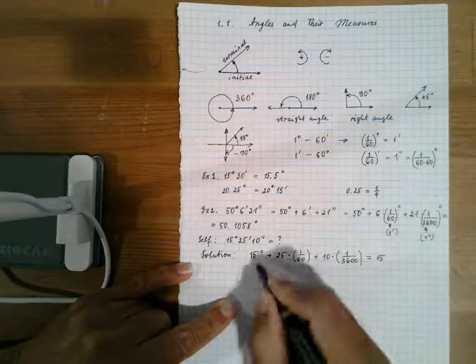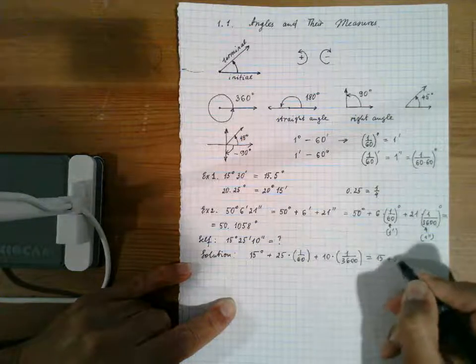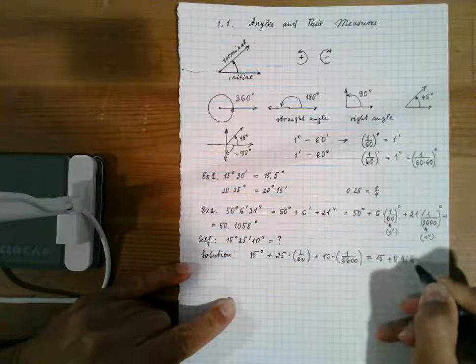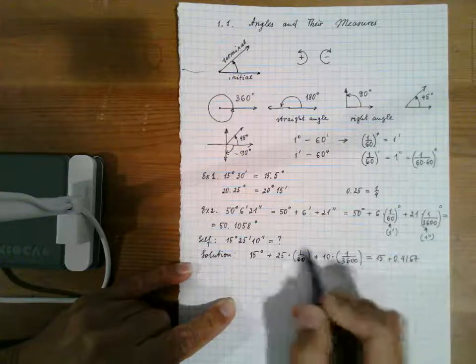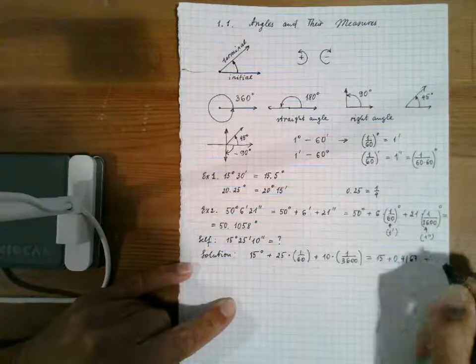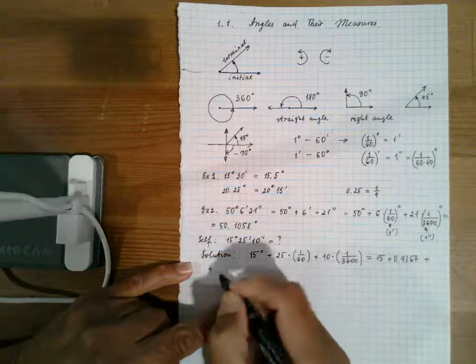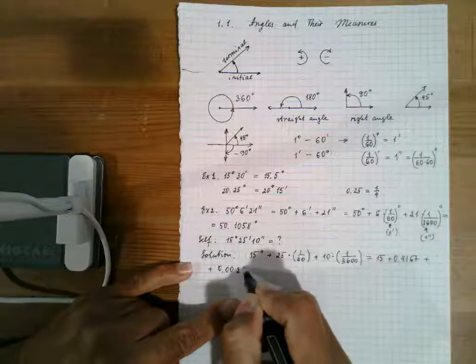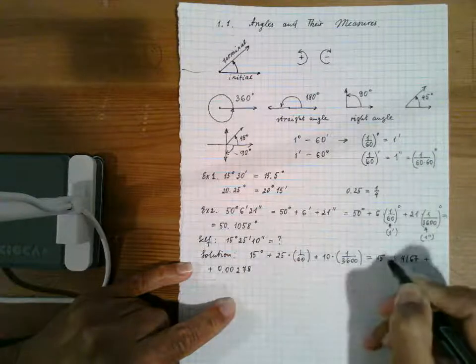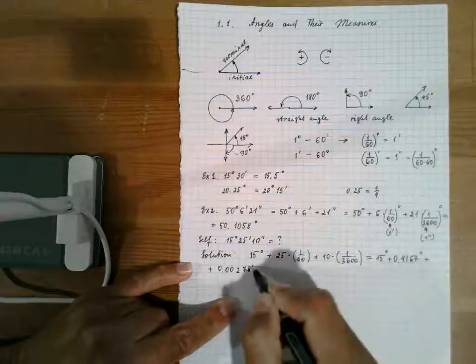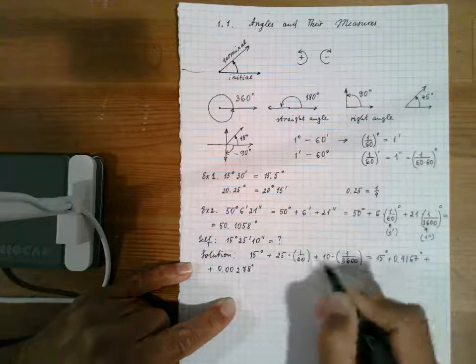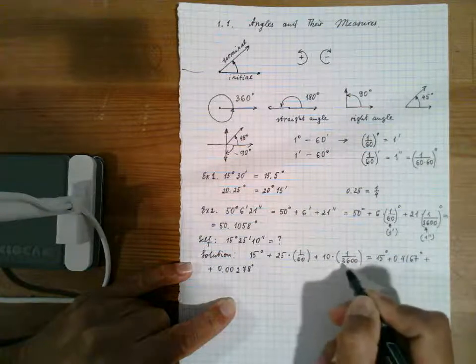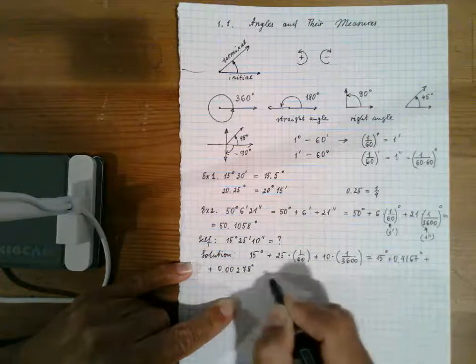That's 15, which I copy, plus 0.4167, which is the result of this division, and plus, sorry, it doesn't fit into the line, 0.12278. All these numbers are in degrees already. This is a result of this division. Well, because it's like 10 divided by 3,600, that's going to be, of course, much smaller.